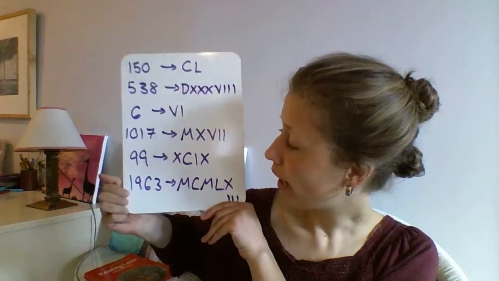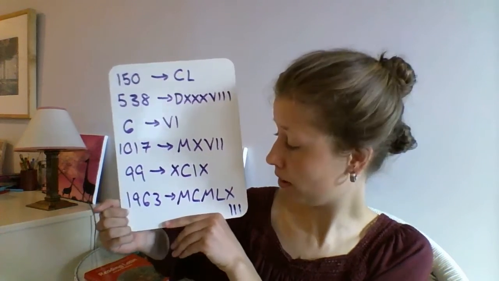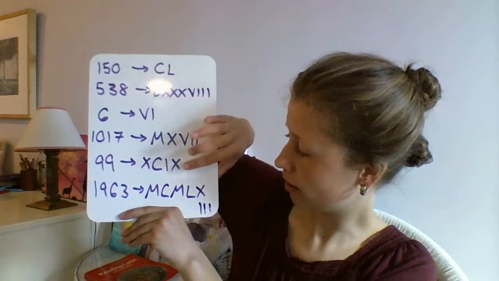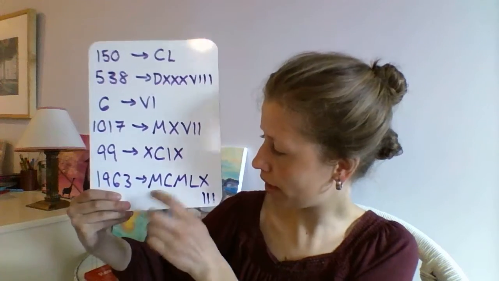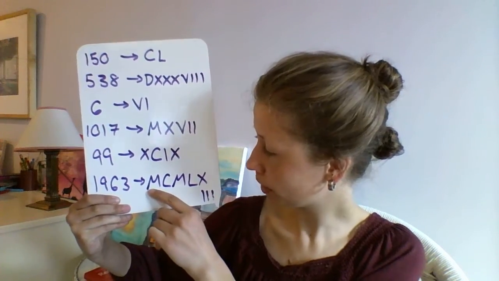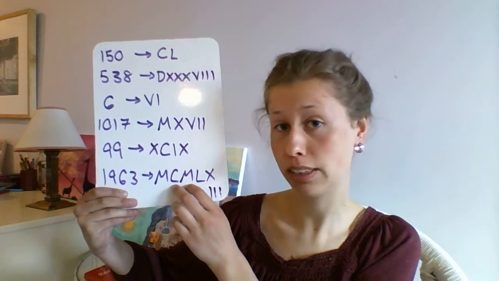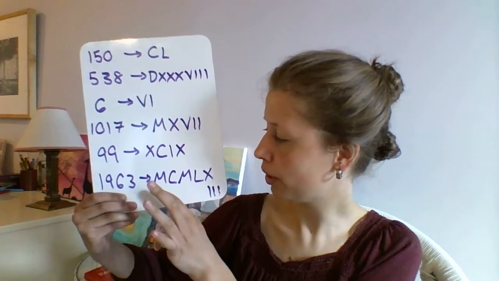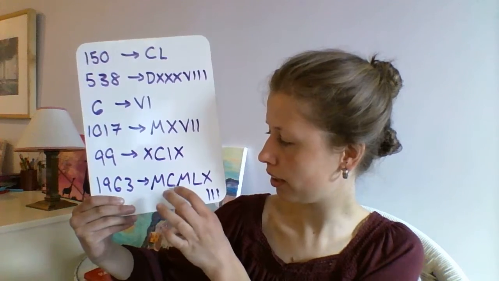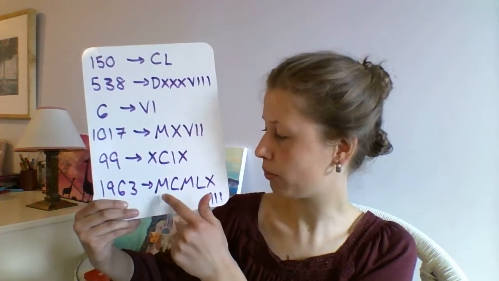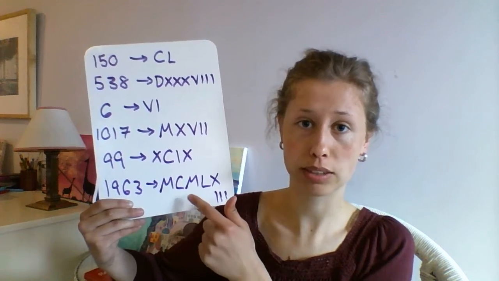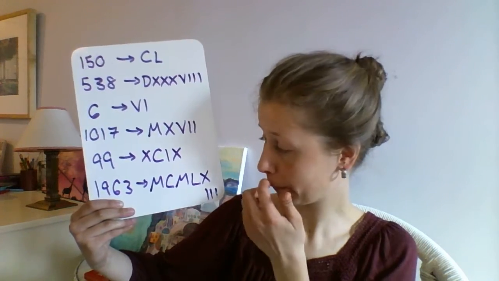Okay, last but not least on this list, we have 1963, a year none of us remember, but one that was fairly recent. Okay, so we have 1000 is M, as we saw before. And then to get 900, you have to subtract, so you have CM. So 1000 plus 900, 100 from another 1000. So for instance, right now we're in the 2000s, so that's MM, but 1900 was MCM.